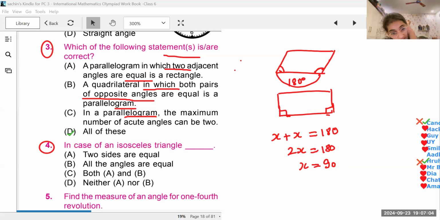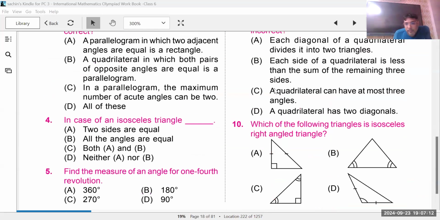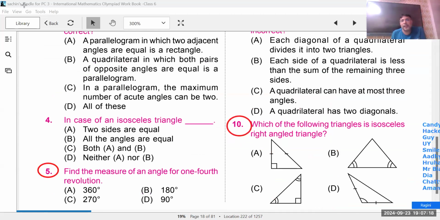Okay. Fourth question, everyone got it right, ma'am. Please mark the answers in case everyone gets it right. So fifth and 10th.